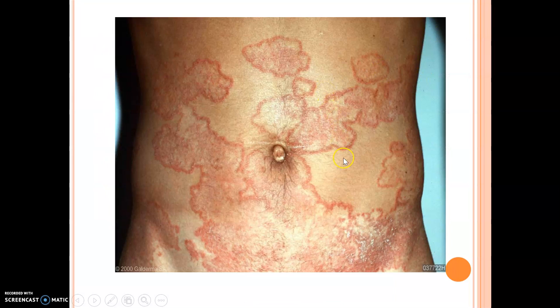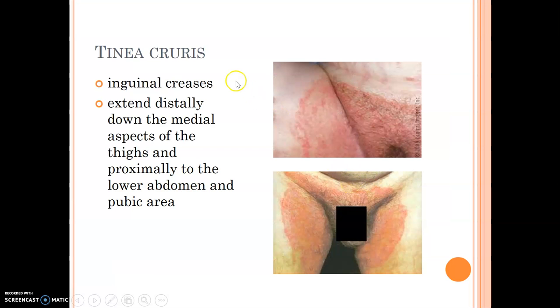So this is tinea corporis, multiple rings which have coalesced, combined together, and you can see a ring, a raised border. Sometimes you can have pustules, and you have central clearing. So this is a feature of tinea corporis. And then you have tinea cruris in the inguinal creases in the groin.